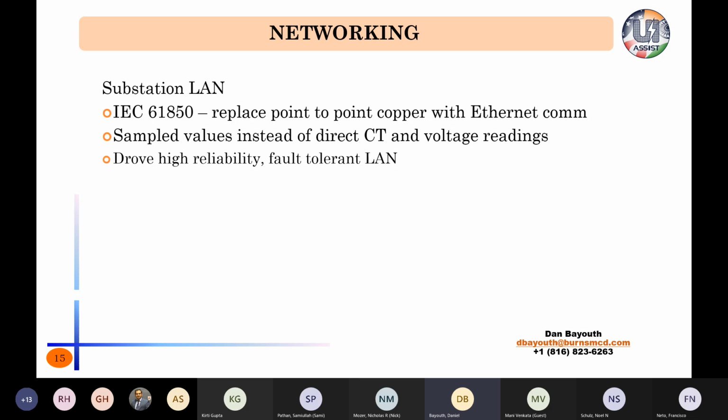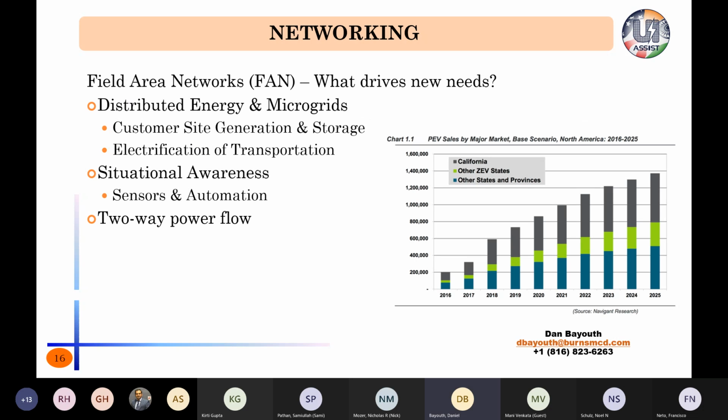A little more common in Europe and Asia than it is in the US today, but the substation LAN has evolved into being very reliant on high availability Ethernet. So go ahead and go to the next one. I think, yeah, here we go.